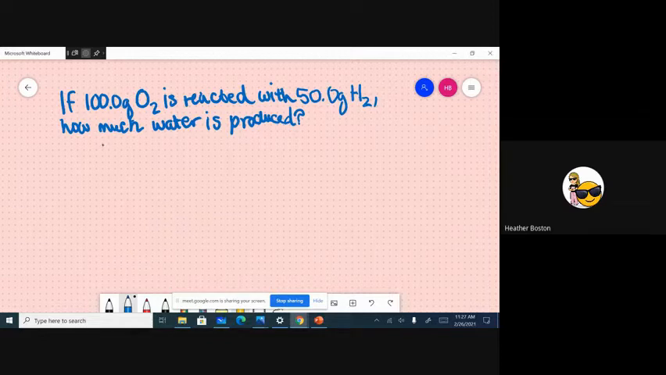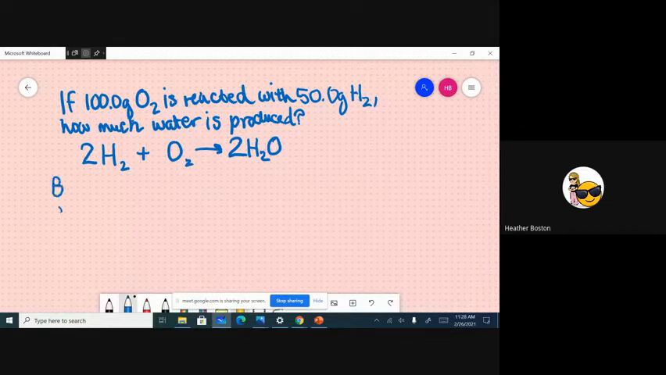So we're adding H2 to O2 and getting H2O. I'll balance the equation to make sure that we have our mole ratios. So the mole ratio is 2 moles of hydrogen react with 1 mole of oxygen to produce 2 moles of water.